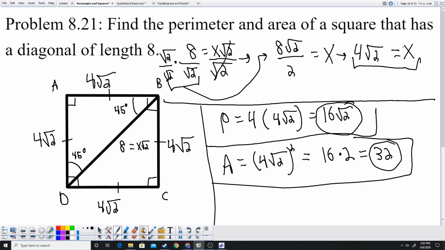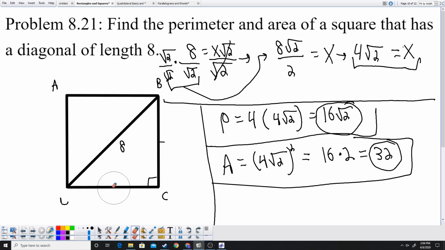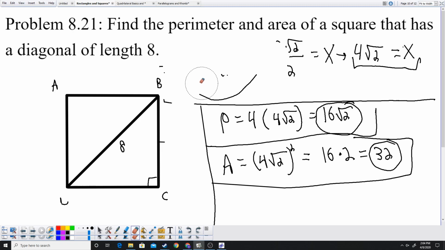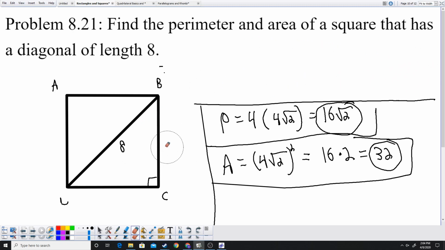Well, that's interesting. Let's look at how that actually works in our problem. So we have our diagonal. Let's pretend we don't know what the side lengths are. In fact, let's get rid of all this excess information, and let's just say I know the diagonal is 8. Well, what did we do to find the perimeter? It ended up being 4 times 4 times the square root of 2. Now, if I take my diagonal, 8, and multiply it by 2 times the square root of 2, it ends up being the same exact thing, 16 root 2.